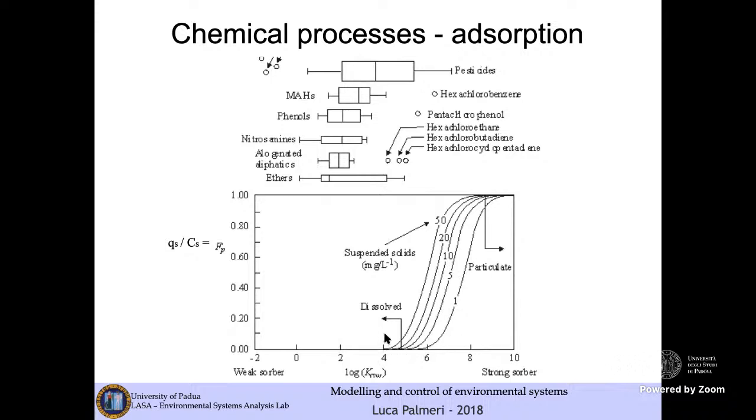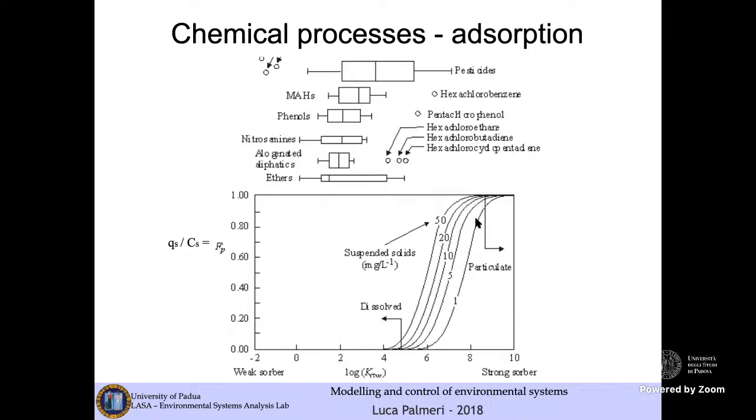We have, for example, for weak sorbers, a tendency to move toward the dissolved phase, while for strong sorbers, we have a tendency to move to the particulate matter. Of course, these curves depend on the concentration of suspended matter. So the more material we have in the water column that is able to absorb material dissolved in the water body, the quicker you will reach saturation in the particulate forms.